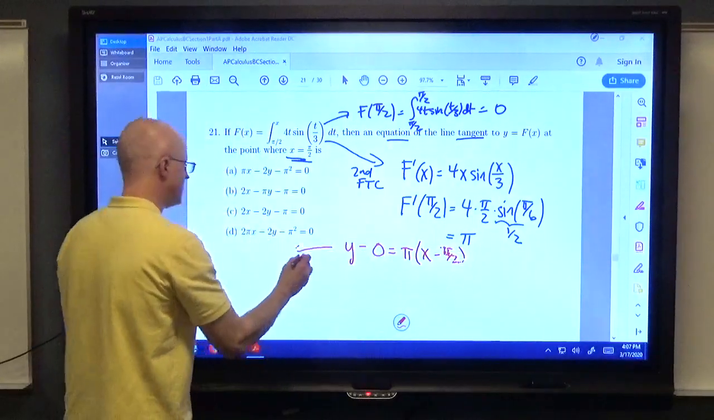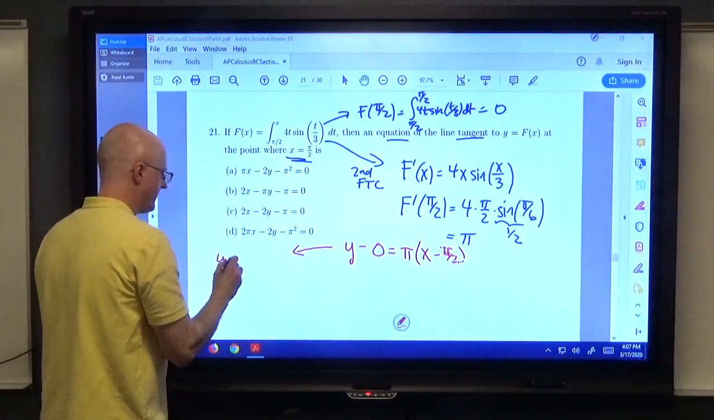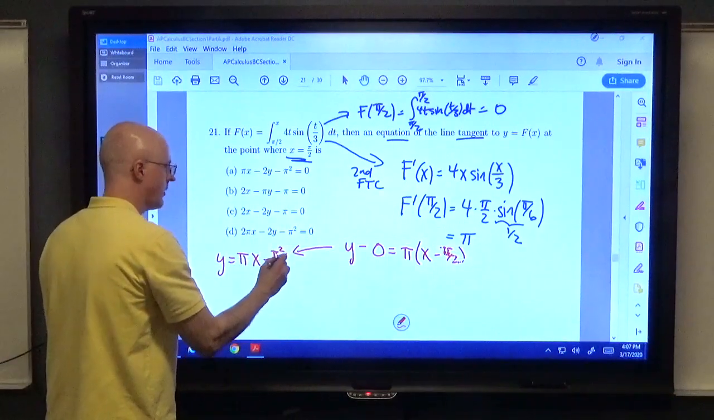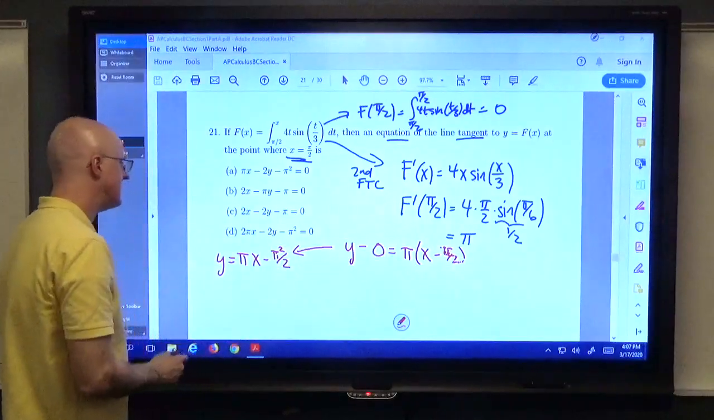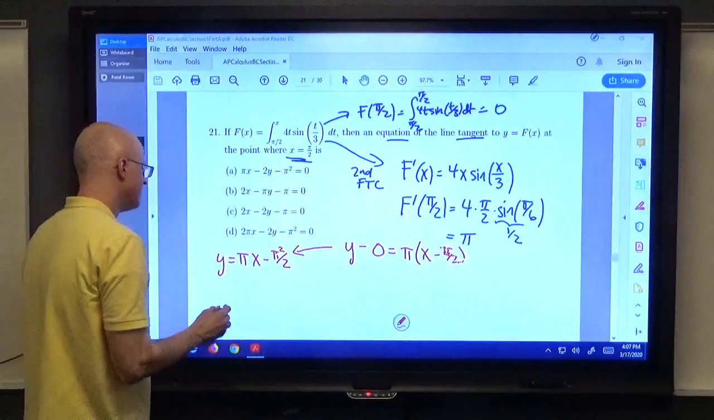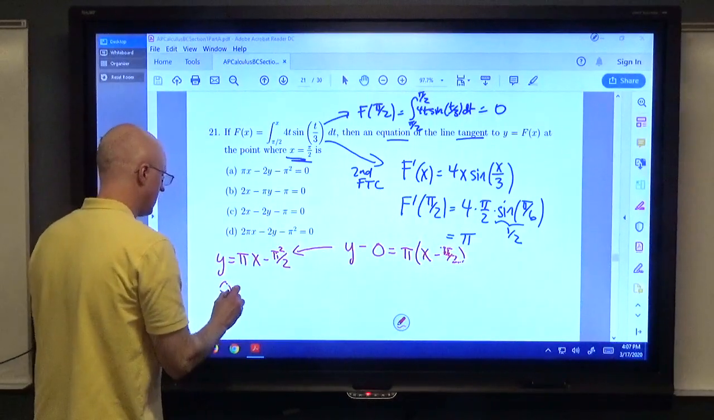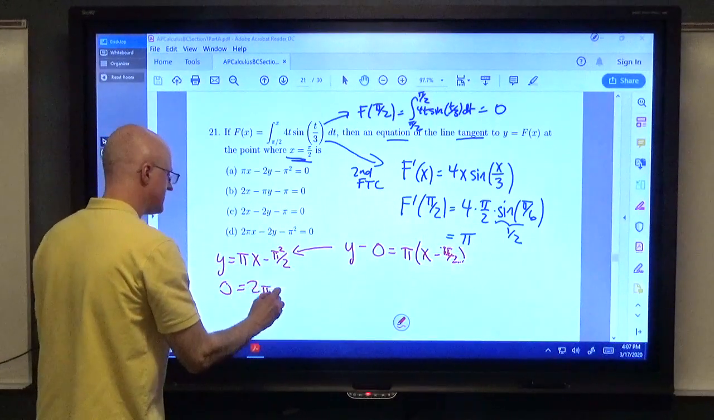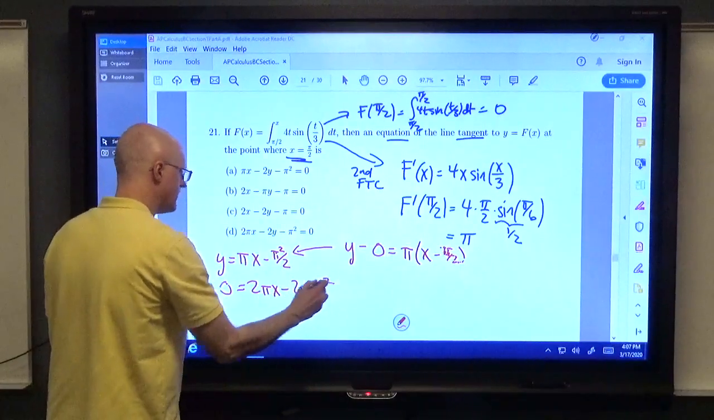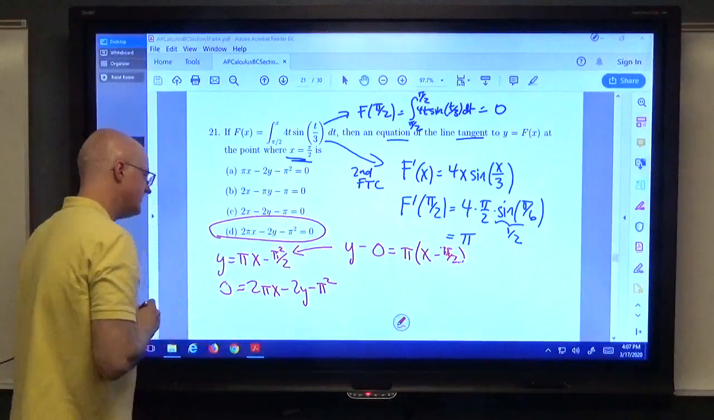Expand this out, and evidently we need to rearrange it. Y equals pi x minus pi squared over 2. Looks like I need to multiply everything by 2 and also rearrange. 0 would equal 2 pi x minus 2y minus pi squared. That's choice D.